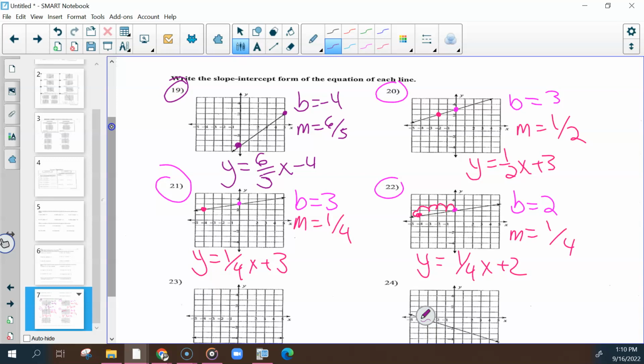All right. Any other graphing ones before we move on? 23, we are coming back to you, I promise.